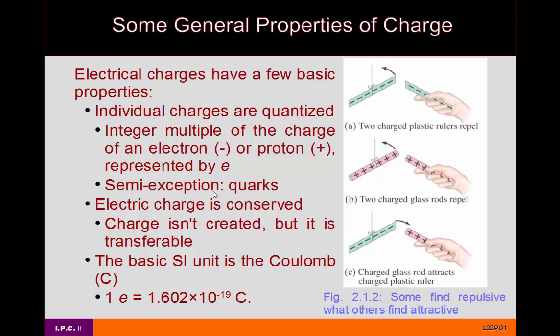Now there's a semi-exception to this, which is that protons are theorized to be made up of quarks. And a quark basically can have a fractional charge of e. In fact, a proton is thought to be made up of 2 of what are called up quarks and 1 down quark. An up quark has a charge of plus 2/3 e, a down quark has a charge of minus 1/3 e.